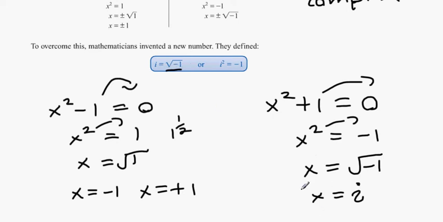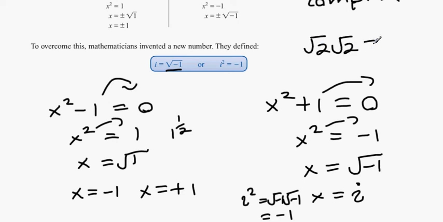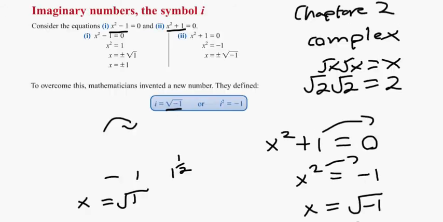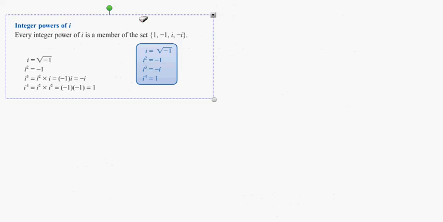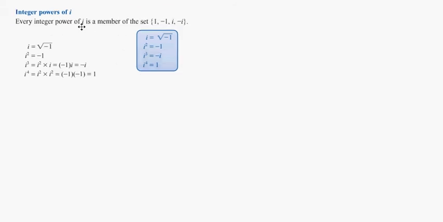Therefore, i squared is going to be root minus 1 by root minus 1. And we know what happens when two square root signs multiply by each other, we get rid of the square root signs, in the same way that root 2 multiplied by root 2 equals 2, or root x multiplied by root x equals x. So to overcome this, mathematicians invented a new number they defined as i. So moving on quickly, what we have is the powers of imaginary numbers.